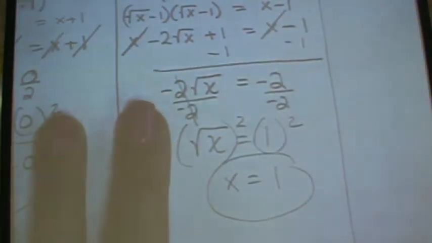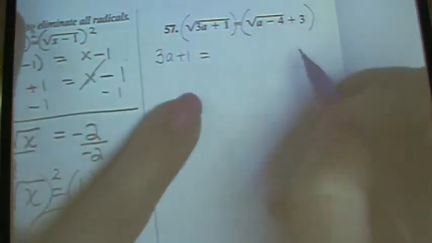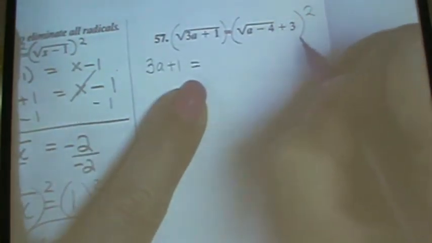Last one. And when we square both sides here, this is going to be 3a plus 1. When we square this side, you have 2 of these. So the shortcut way is you're going to square this one, which is just a minus 4. You're going to multiply these 2 together times 2. Because I'm going to write it out here.